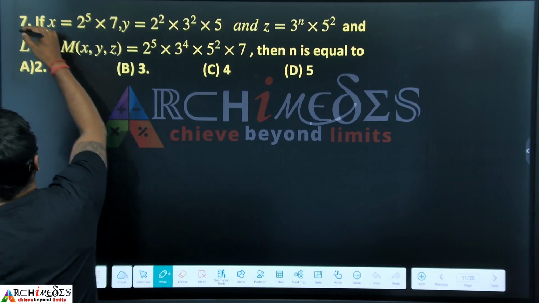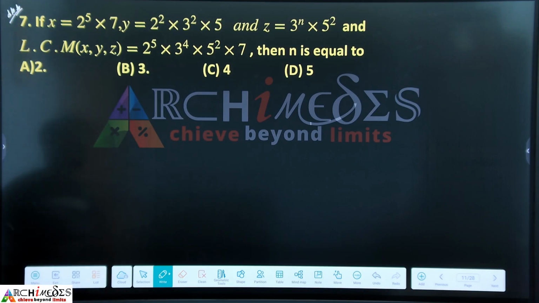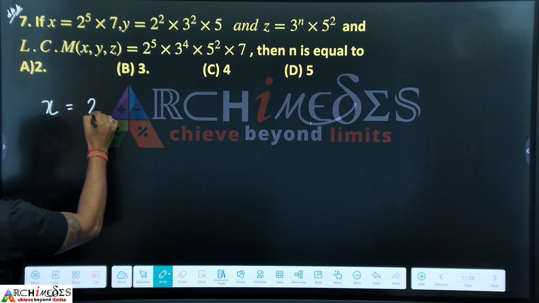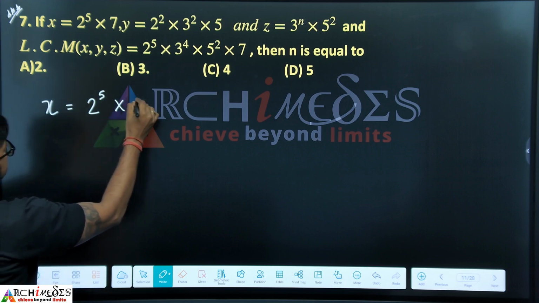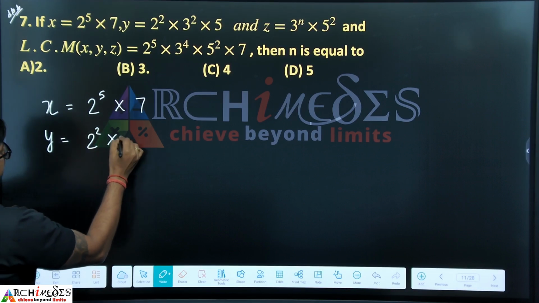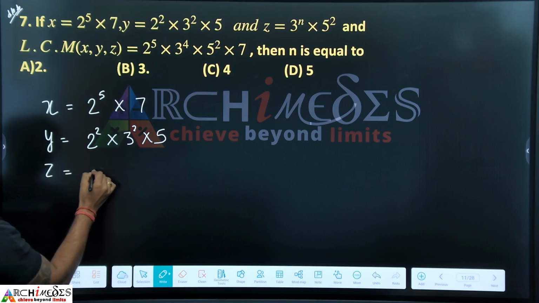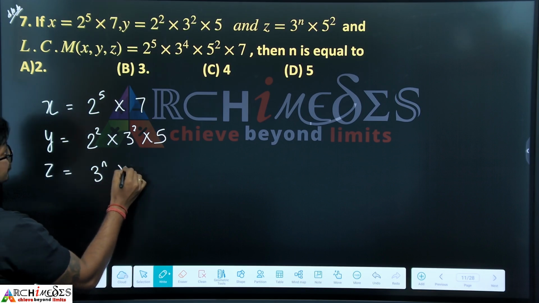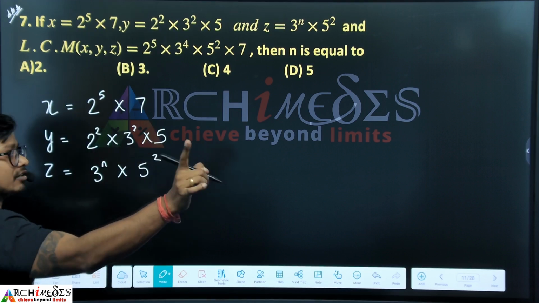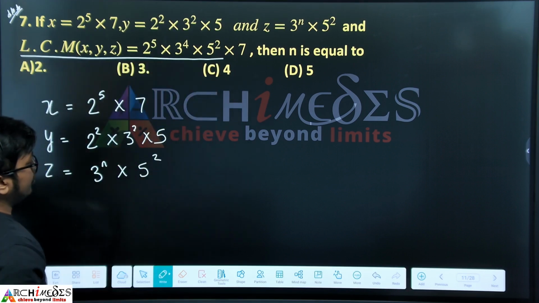Interesting. Again, this question. See here: x is 2 to the power of 5 into 7. And y is given as 2 squared, 3 squared into 5. And z is 3 to the power of n into 5 squared. Clear? And the LCM is given with certain values. Let's forget about this detail because you have to find out the n.